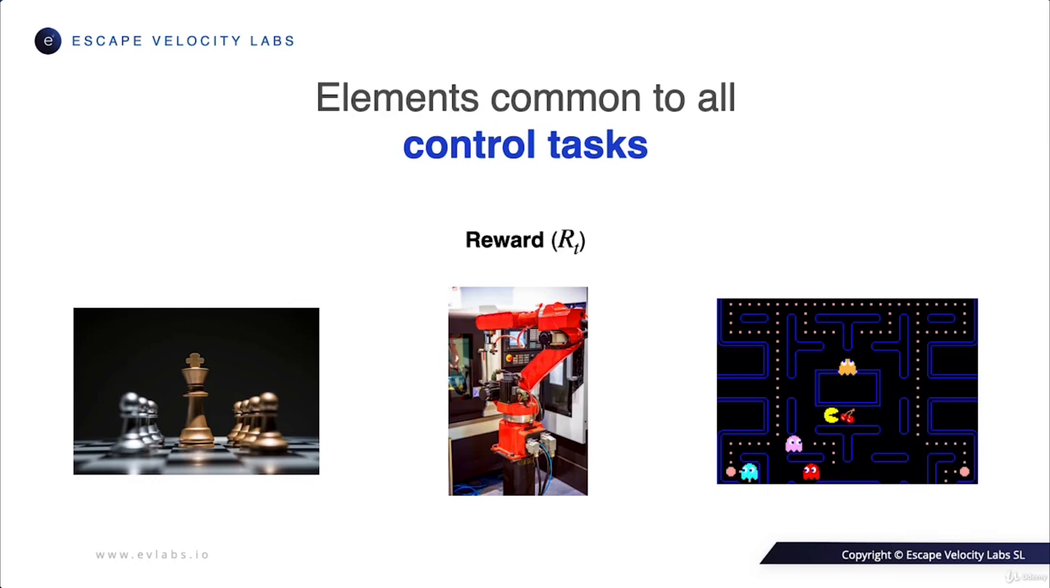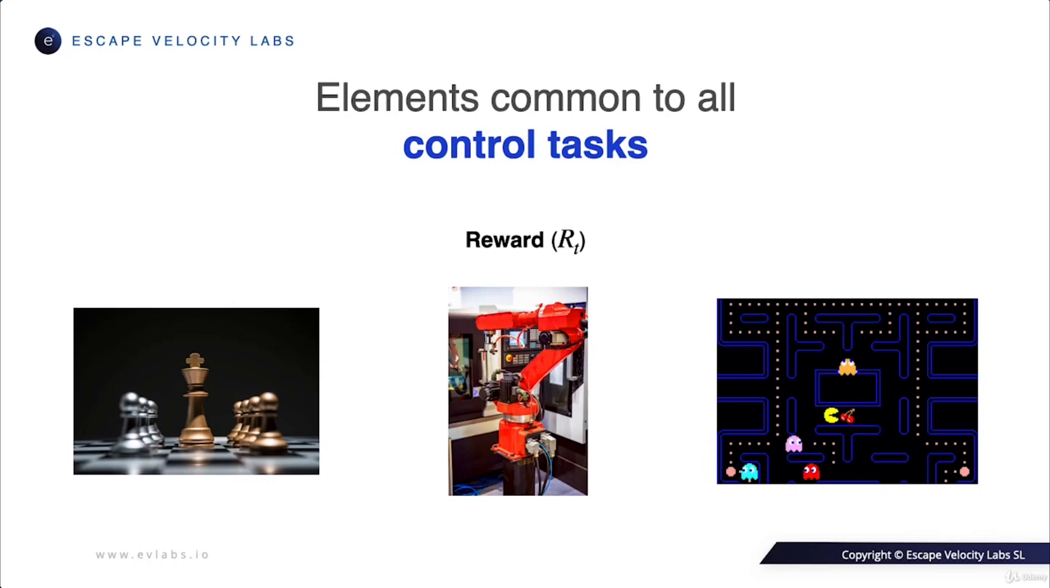Third, when working with a control task, we need some mechanism that informs the agent about the effectiveness of its decision-making. That mechanism is the rewards. A reward is a numerical value that the agent receives after carrying out an action, and it determines the immediate effect of having carried out that action.